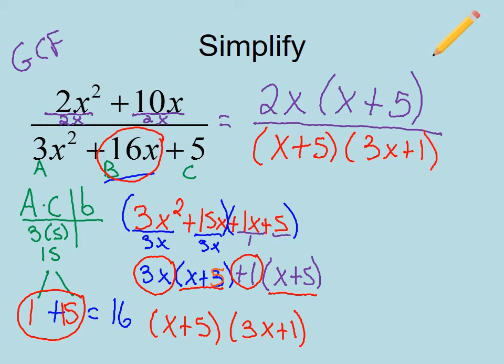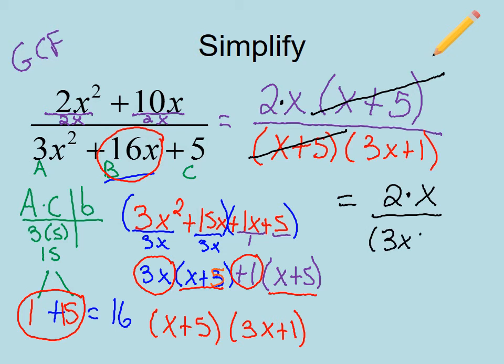Now that everything is factored, now I can cancel things that are exactly the same. That's the most important thing, exactly the same. So if I look, I have no numbers out in front of both. I don't have x in front of the bottom, but in parentheses I have x plus 5. They're exactly the same, so they can be canceled. Now I write what's left for my answer, so I have 2 times x on the top, and on the bottom I have 3x plus 1. These aren't exactly the same. What is in parentheses here I don't have in my numerator. So this is going to be my final answer.